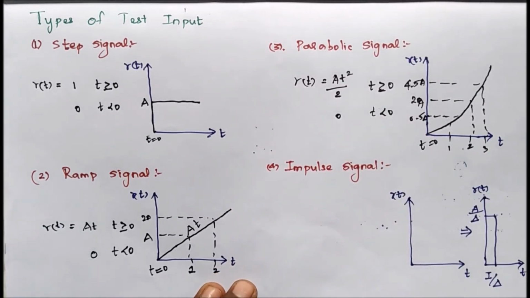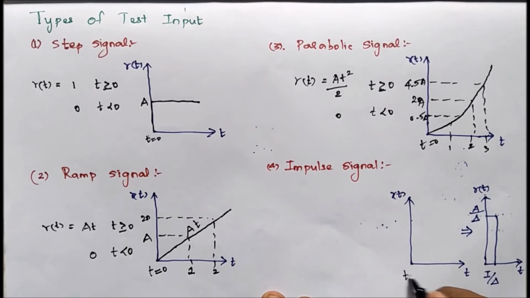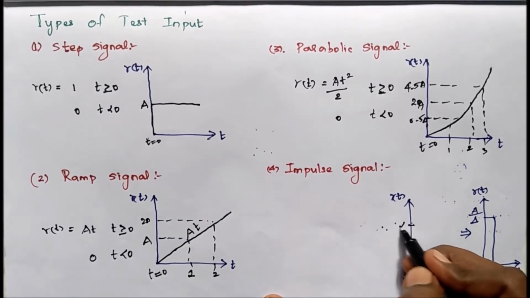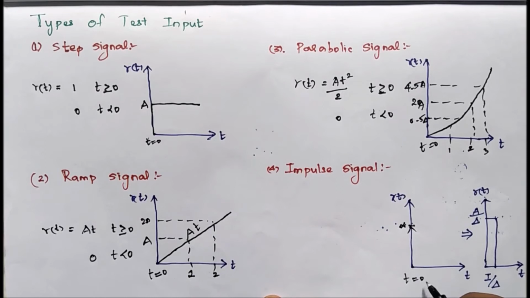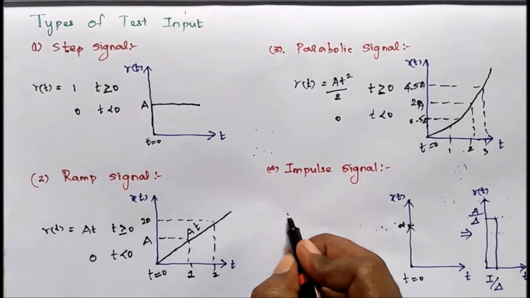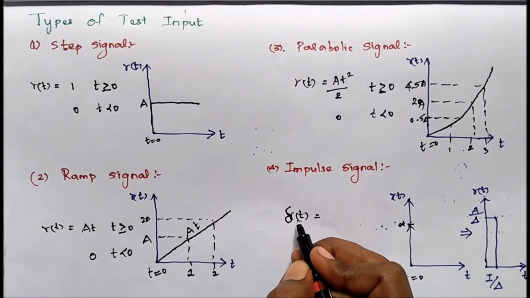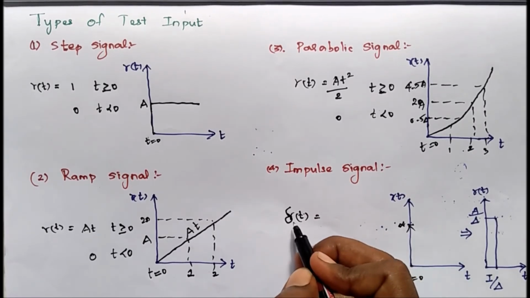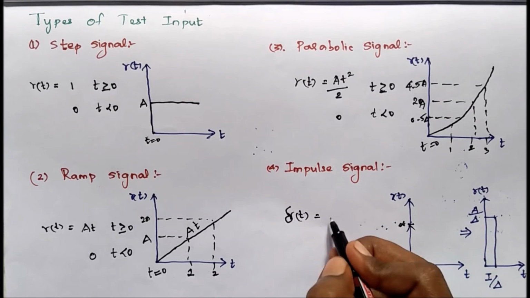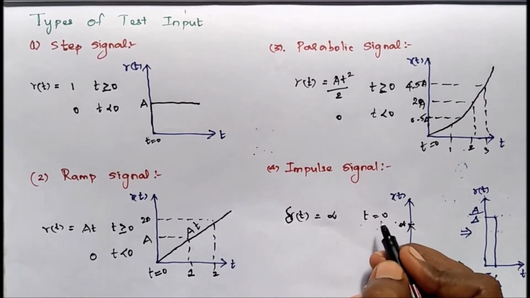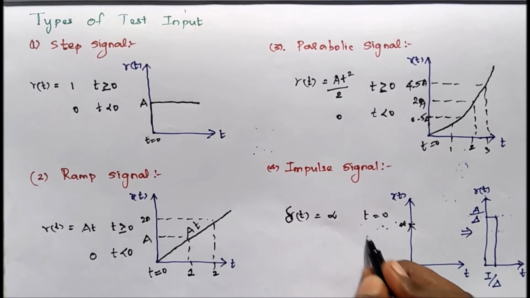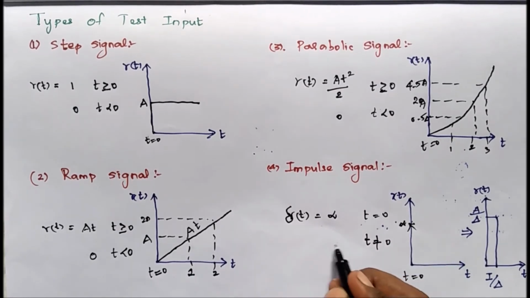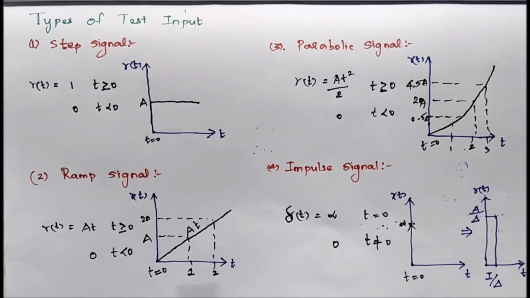Next, the impulse signal. An impulse is infinity when time t equal to 0. Apart from t equal to 0, that is t greater than 0 or less than 0, its magnitude is 0. Therefore, we represent the impulse signal in terms of del of t. So del of t equals infinity when t equal to 0. Similarly, when t is not equal to 0, its magnitude is 0. So these four are the types of input signal.